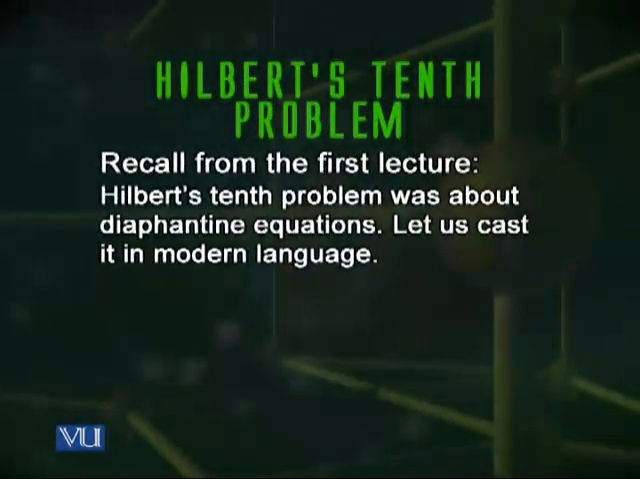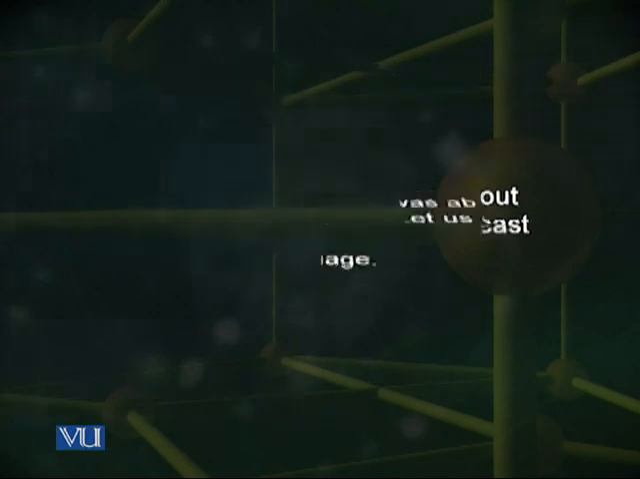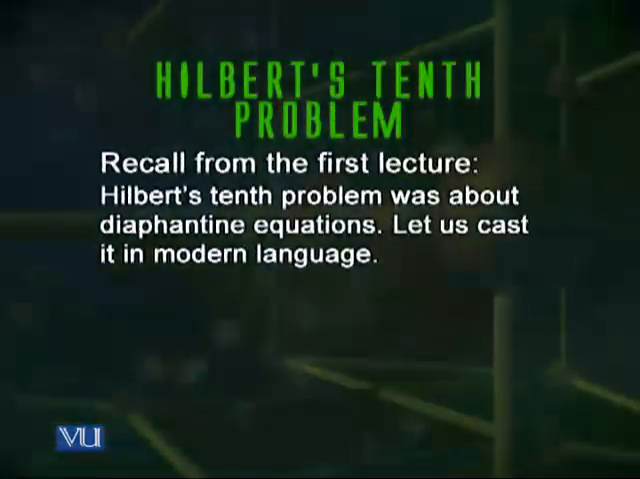Recall from the first lecture that we had discussed Hilbert's 10th problem informally. Well, now we have formalized many things. We have discussed what languages are, what strings are, what Turing machines are, what a decider is, and therefore now we know precisely what an algorithm is. So now we are in a position to discuss Hilbert's 10th problem more formally or more precisely. Let's look at Hilbert's 10th problem.